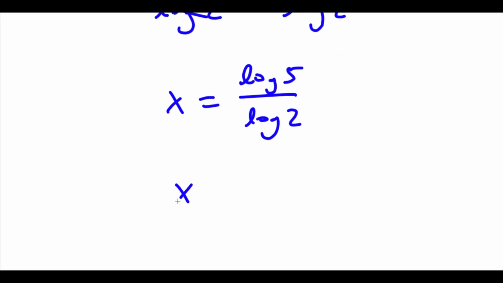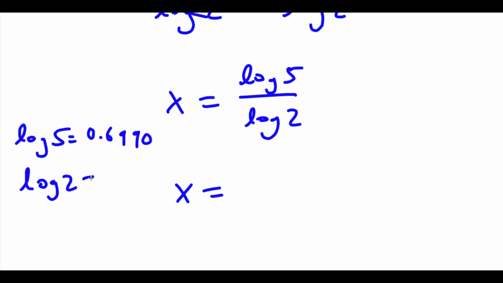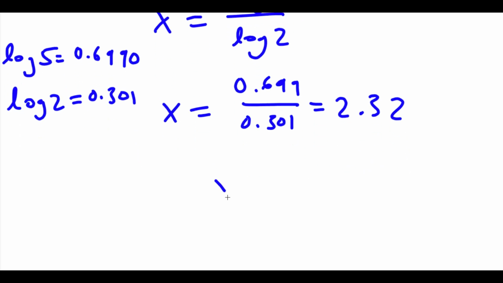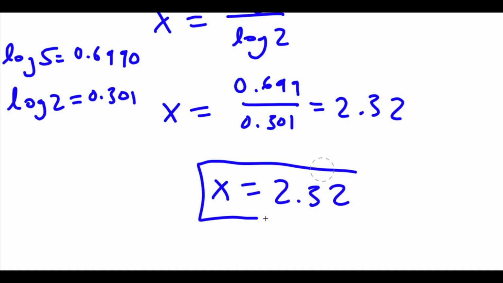Now log 5 is equal to 0.6990, and log 2 is equal to 0.301. So now I have 0.699 over 0.301, and so this is equal to 2.32. So x is equal to 2.32. So this is our answer.